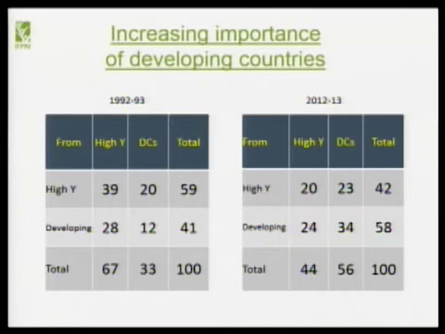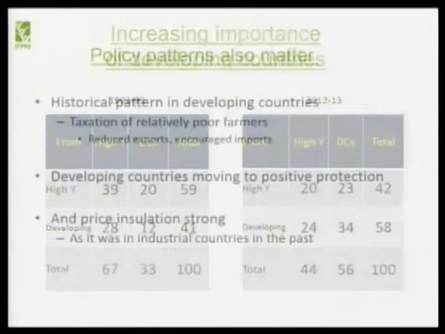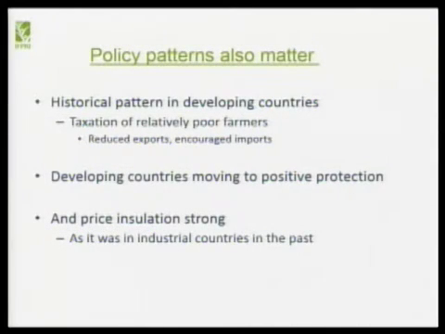If there is to be collective action that effectively uses disciplines on policy autonomy to reduce the adverse impacts on the rest of the world, developing countries have to be involved. That trade-off between disciplines and policy space is there very strongly. The other thing, policy patterns also matter.